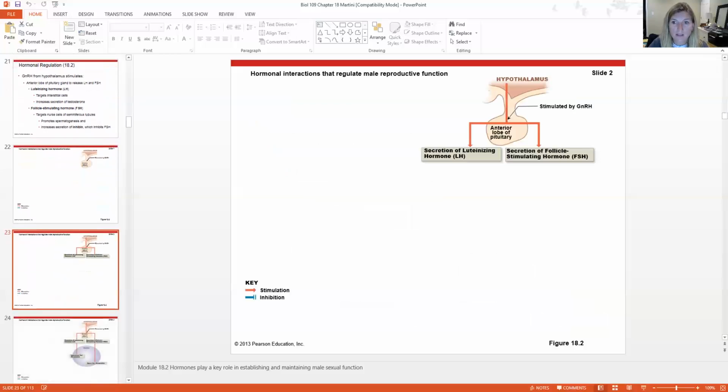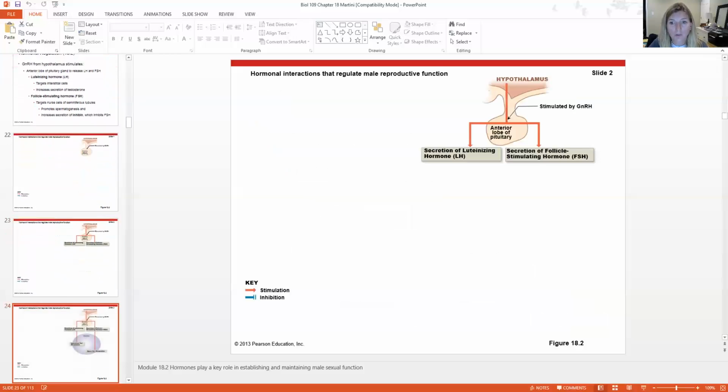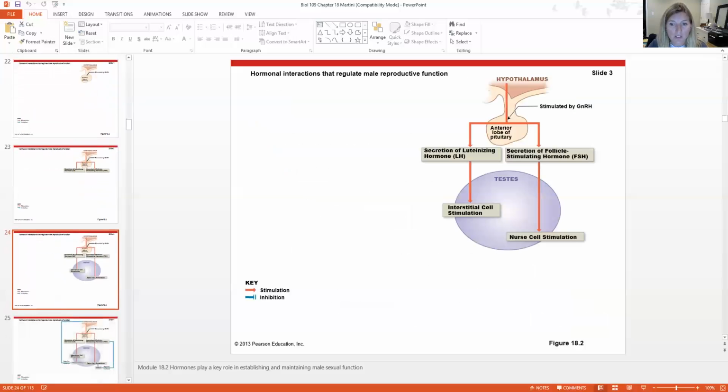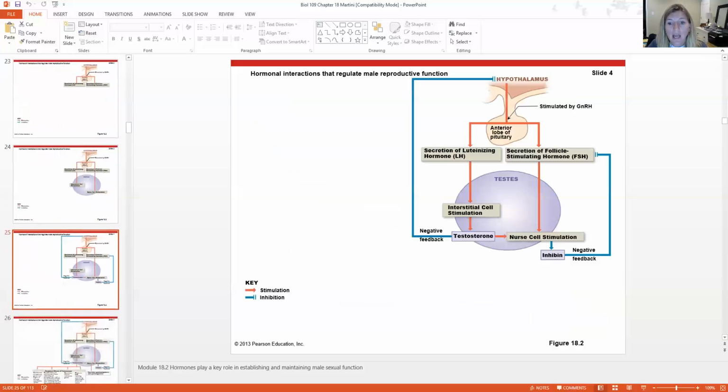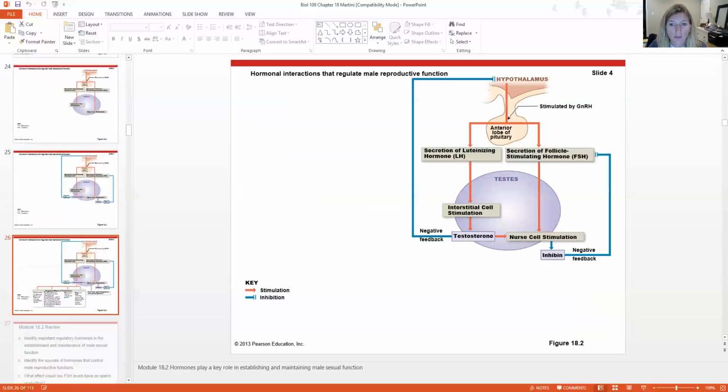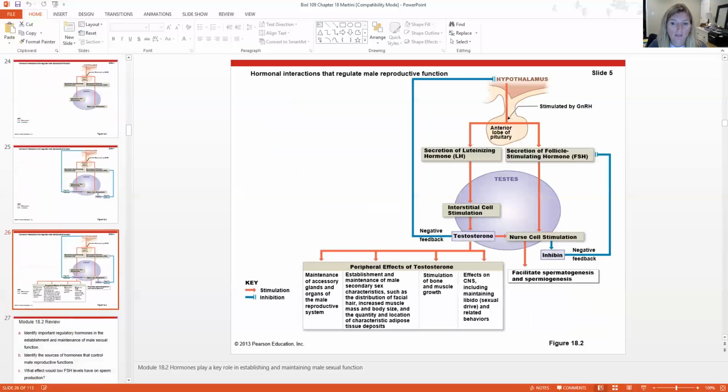Here's the whole process. The hypothalamus secretes GnRH, the anterior pituitary produces LH and FSH, which go to the interstitial cells or nurse cells, and then the negative feedback loop turns the whole thing off. Overall effects: increased spermatogenesis and spermiogenesis, and increased testosterone.